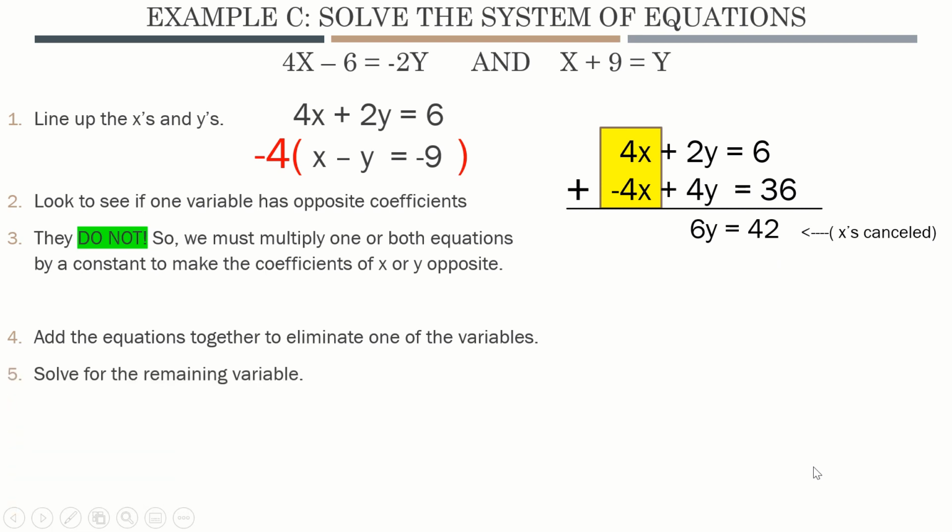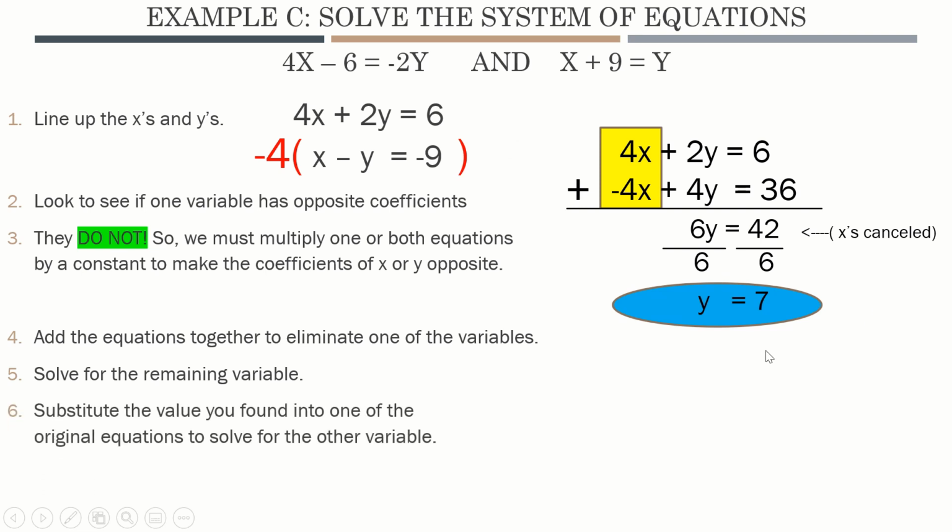Well, let's solve for y. It's the one that's left over. We'll divide both sides by 6, and y has to be 7. 42 divided by 6 is 7. That's one we should all memorize because it's a toughie. Once I know y, what do I do?